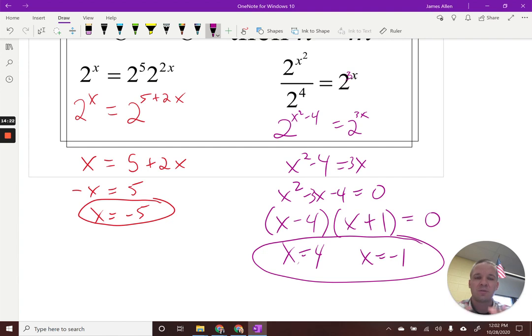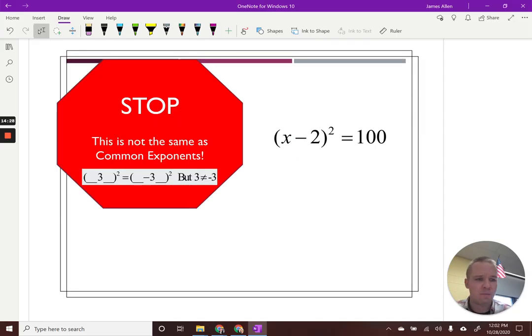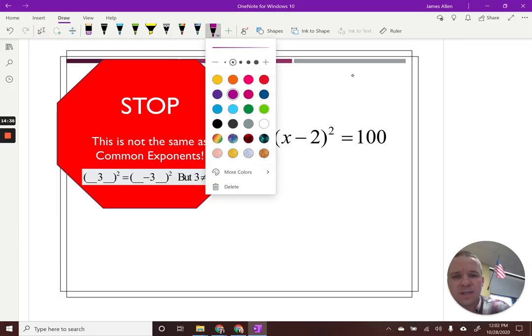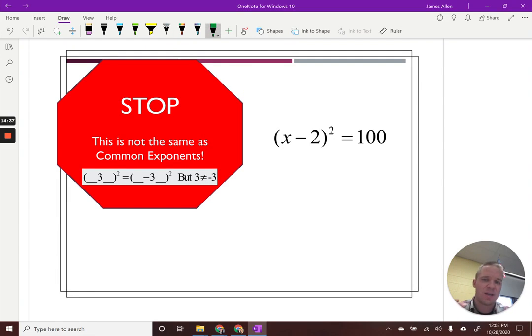Got to pay attention to those 5 basic rules. It's definitely a place where people make mistakes. I have a feeling this is a possible place for mistakes, hence the giant stop sign. Let's take a look here. What we're saying is that this is not the same as getting common exponents. If I have x minus 2 squared equals 10 squared, just because my exponents are 2 and 2 doesn't mean I can just do x minus 2 equals 10. What will actually happen is we'll be missing a solution.